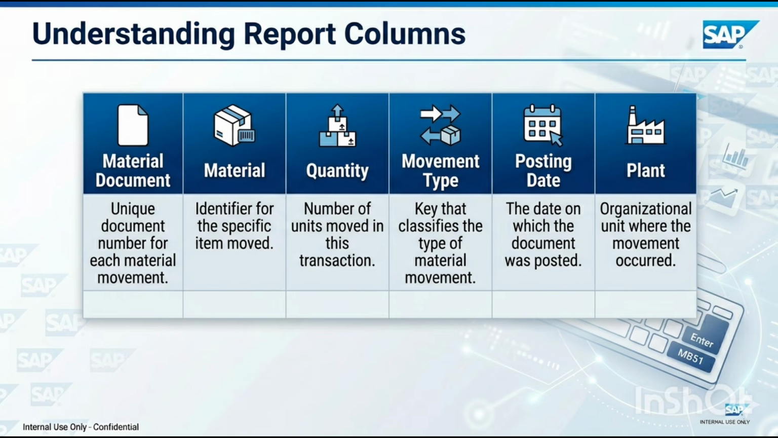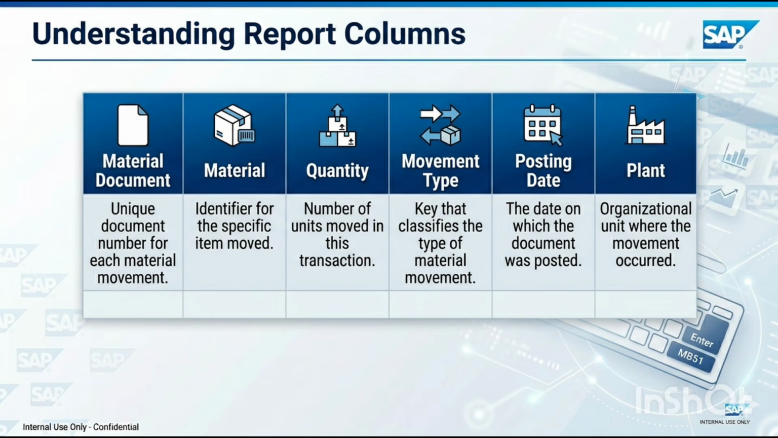Number 1 is the material document. It is the unique document number for each movement of material. Then material, it is the identifier for the specific item moved. It is the material code and its description. Then quantity, the amount moved with unit of measure.